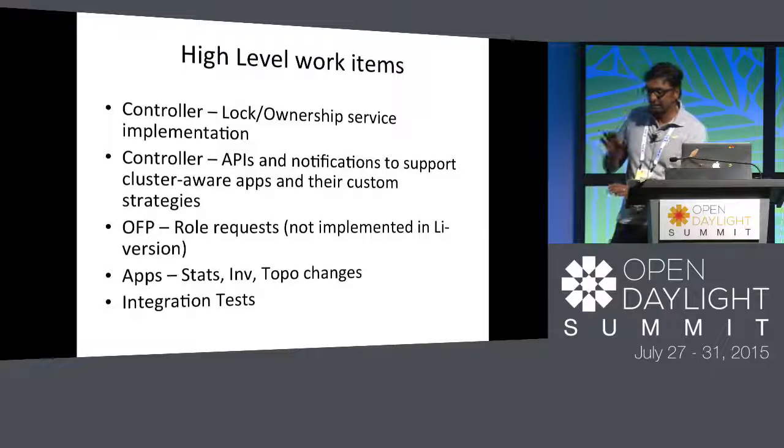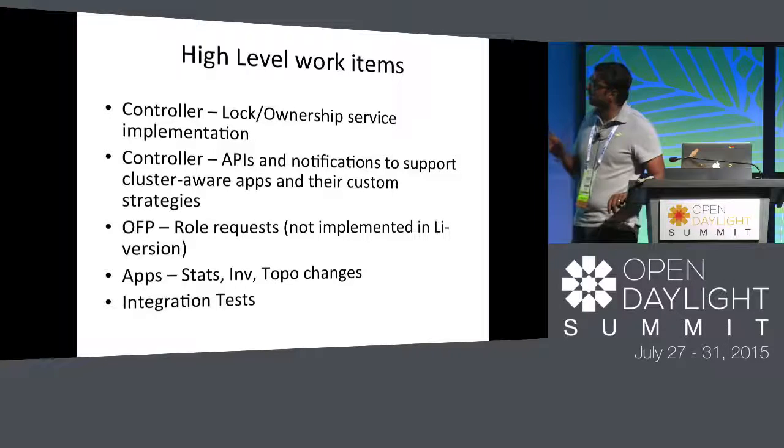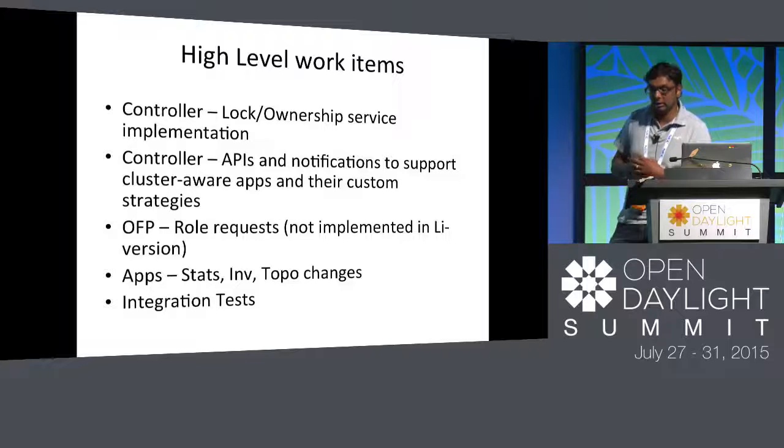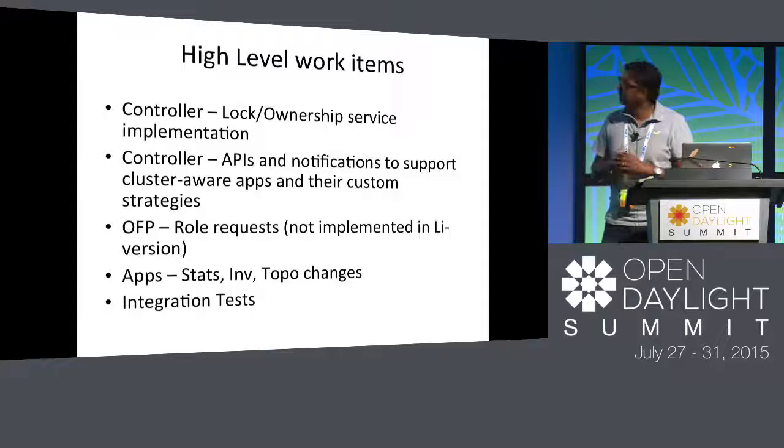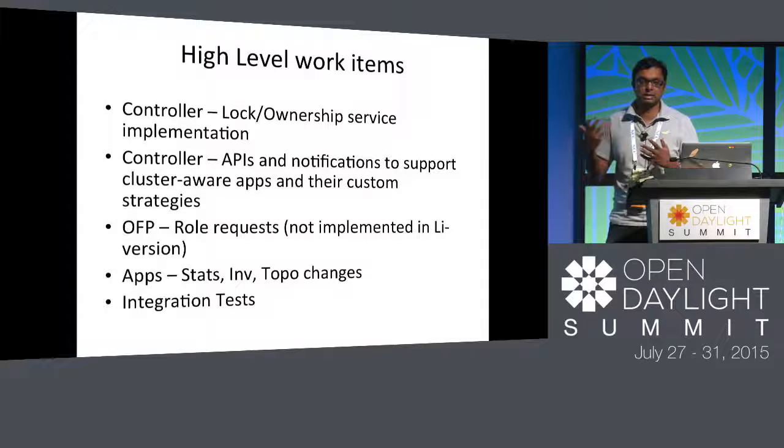So the very high level work items would be that we are trying to come up with an ownership service. The term can change, and I believe there are some comments that we should name it differently, but we can come up with a different name. But something like an ownership service, a service which would decide who is going to be the master, who is going to win this election.